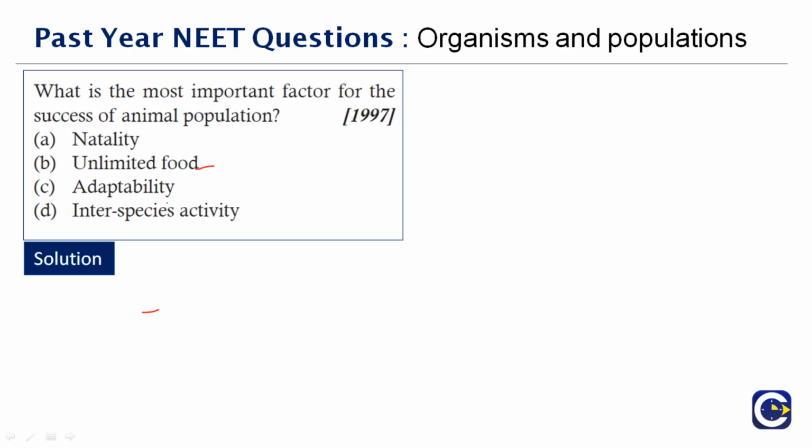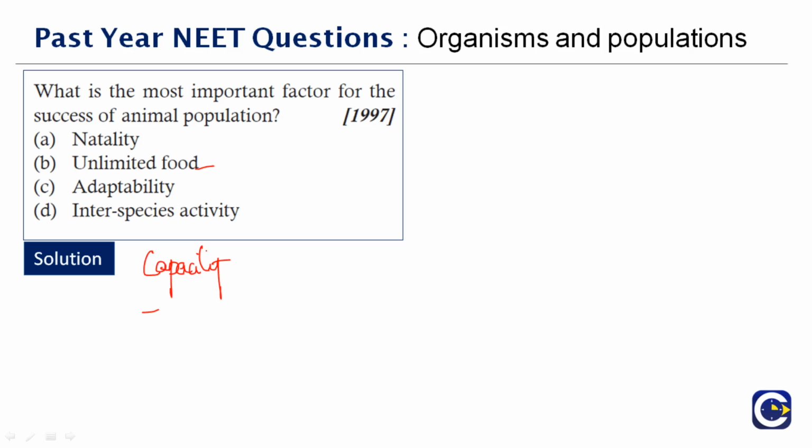Natality refers to the rate at which new individuals are born, while adaptability refers to the capacity of an organism. So it is actually the capacity or the ability of the organism to survive or to adapt itself to certain conditions or circumstances, which will thereby help in the survival of the organism. Natality refers to the newborn. Only when the animals adapt themselves, they will have the growth. So the basic requirement is adaptability.